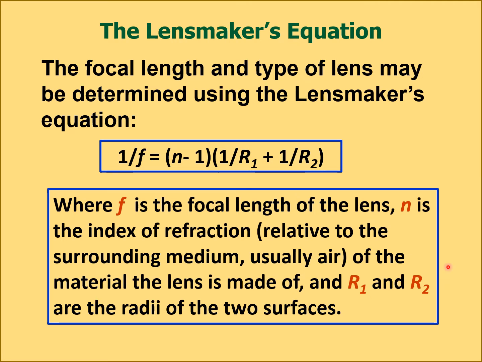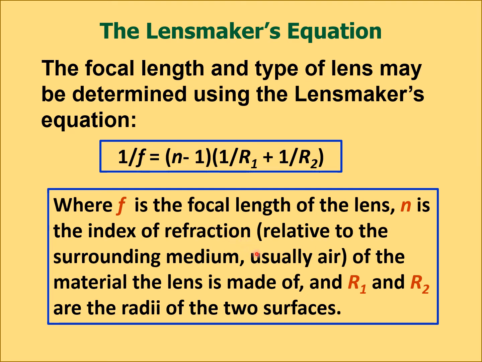We can determine the focal length and the type of a given lens using what is called the Lensmaker's equation, whose formula is 1 over f equals quantity n minus 1 multiplied by 1 over r1 plus 1 over r2. So in this formula, small f stands for the focal length of the lens. Small n refers to the index of refraction of the material the lens is made of. And that value of n is usually relative to the surrounding medium.